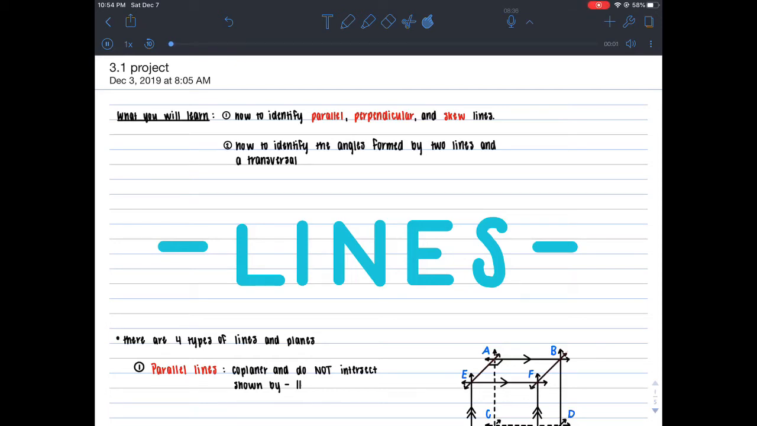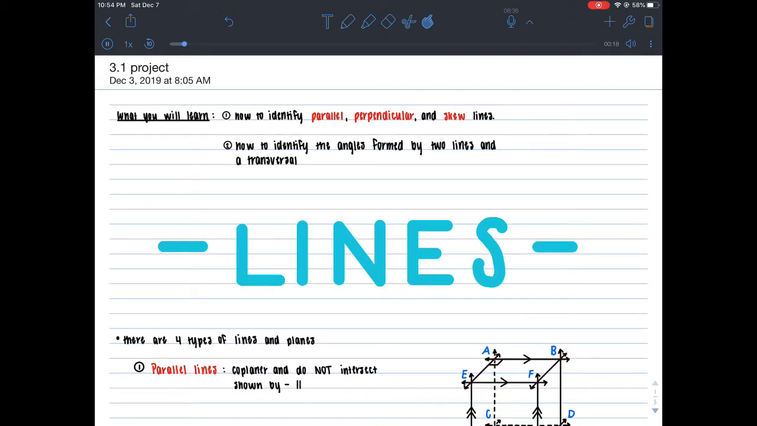Chapter 3-1. What you will learn. First, you will learn how to identify parallel, perpendicular, and skewed lines. Then, you will learn how to identify the angles formed by two lines and a transversal. Our first section is on lines.